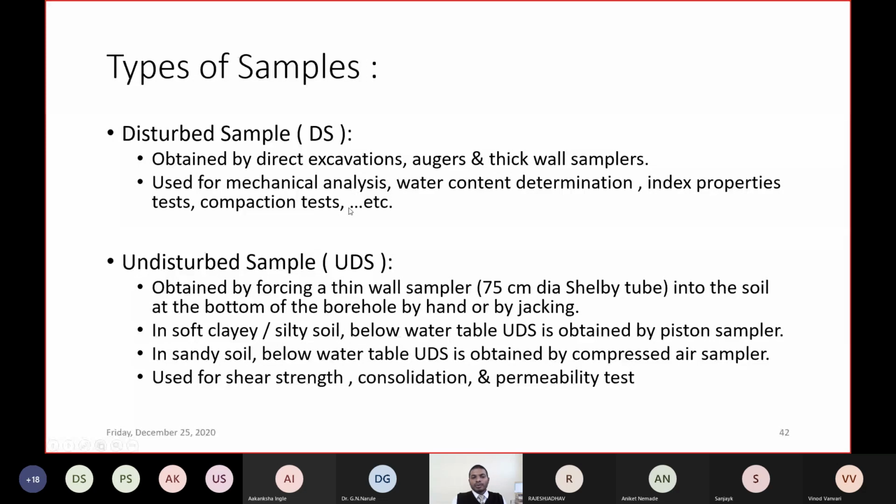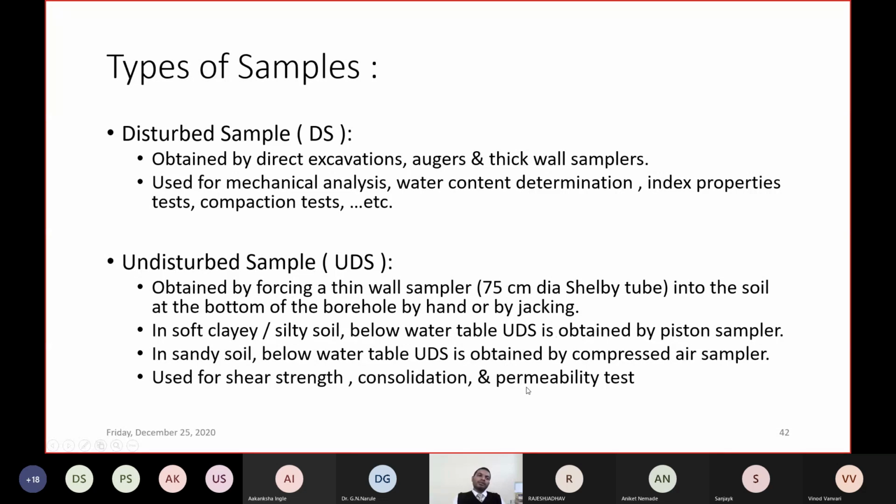An undisturbed sample can be obtained by forcing a thin wall sampler, generally a shell pipe tube of 75 mm diameter, into the soil at the bottom of the borehole by hand or by jacking. In soft clay and silty soil below the water table, the UDS is obtained by the piston sampler. In sandy soil below the water table, the UDS is obtained by the compressed air sampler. These are used for the shear strength, consolidation and permeability tests. Okay, so UDS has not been covered over here.